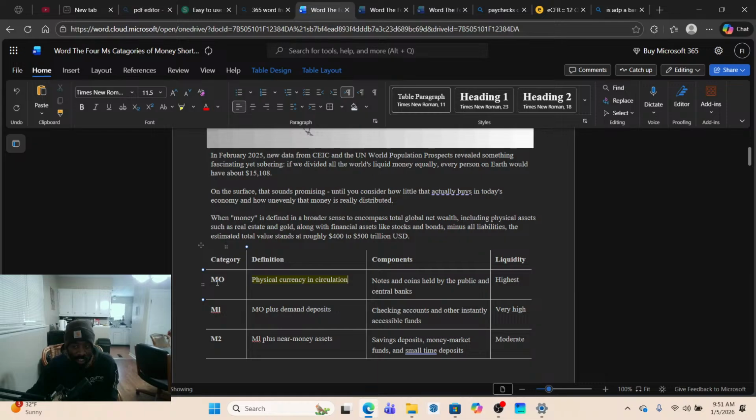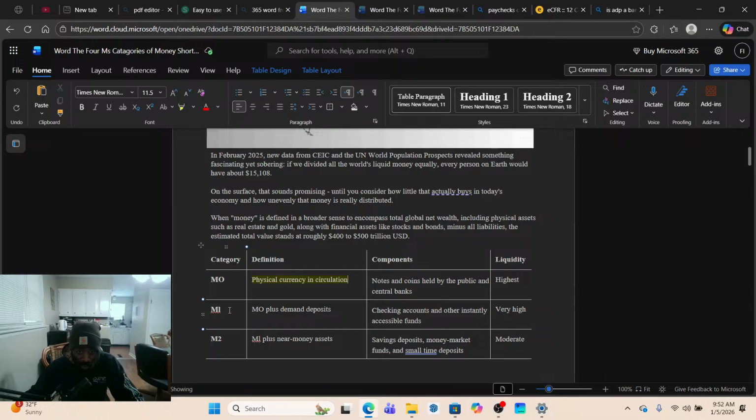Key case in point. Physical currency is top dog money. So M0 money: notes and coins held by the public. It's the easiest form of liquidity. That's why it's called the highest form of spend. The easiest way to buy something is physical currency in circulation.